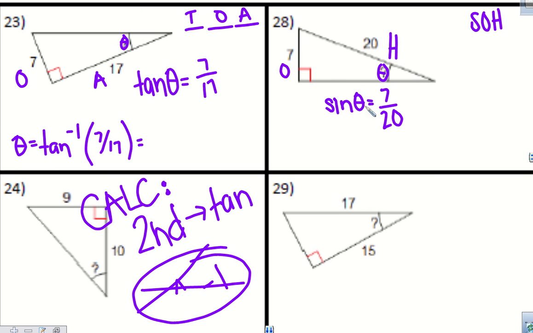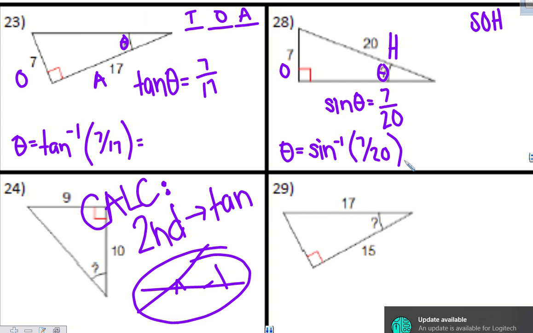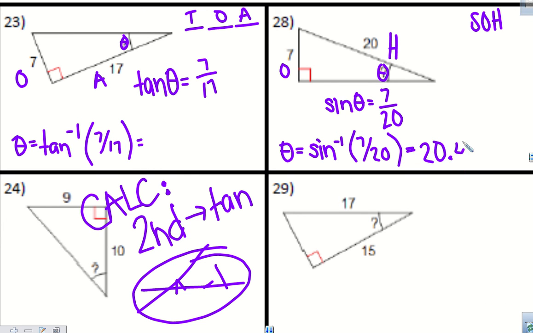So again, in order to separate your sine and your theta, you're going to have theta equals the inverse of sine, so sine to the negative 1, of 7 over 20. When you type it in your calculator, you're going to press second first, and then you're going to press your sine button. And you're going to type 7 divided by 20, and you're going to get 20.48 degrees.